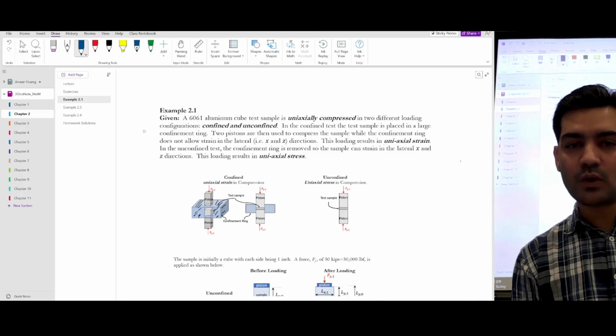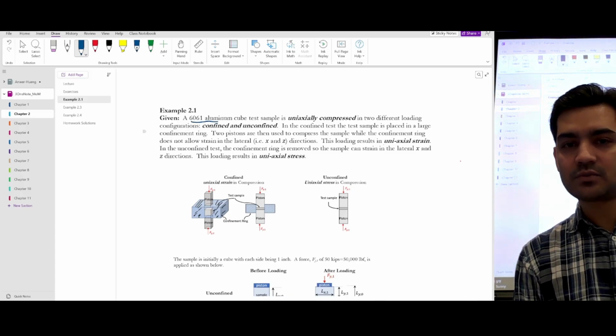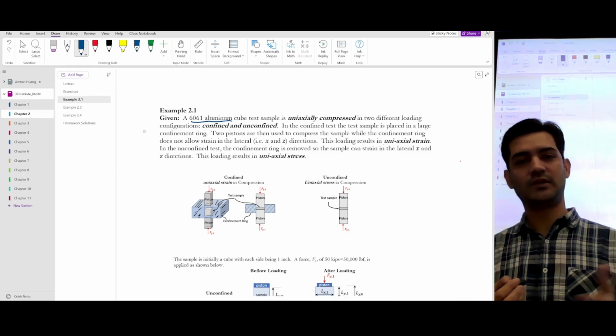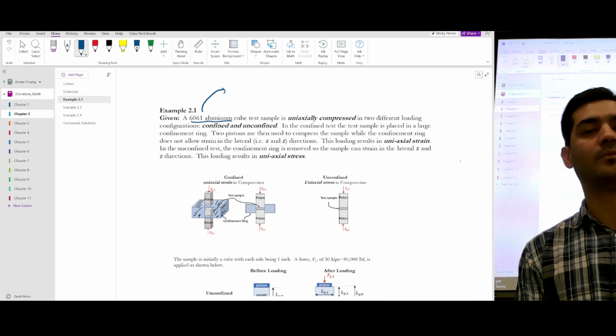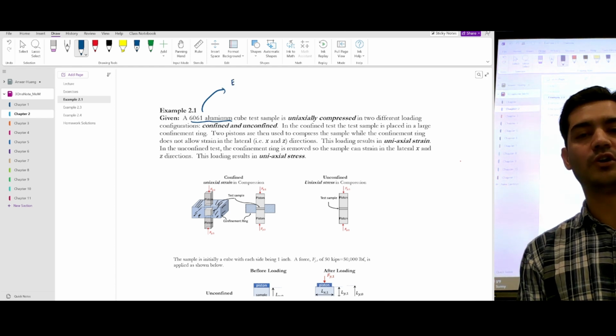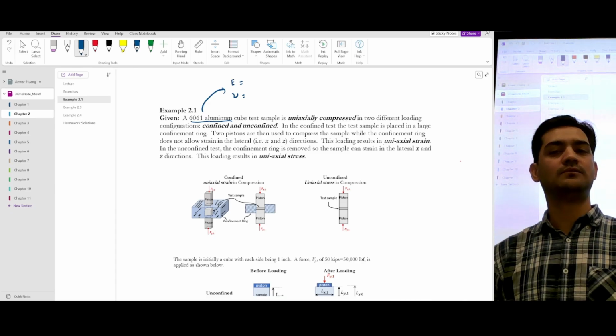So example 2.1 says that you have a 6061 aluminum. So that's a material. So they have already specified you the material. So if we know the material, we already know some material properties. So we already know the modulus of elasticity of material. We already know the Poisson ratio.